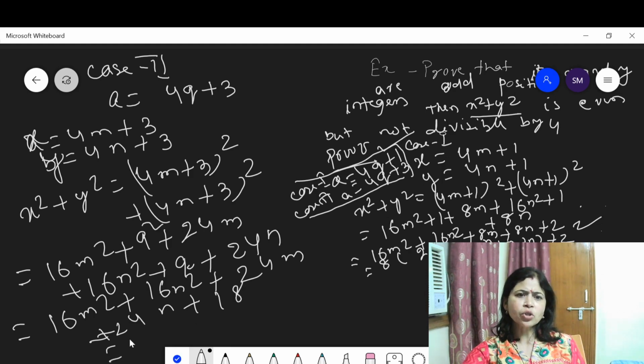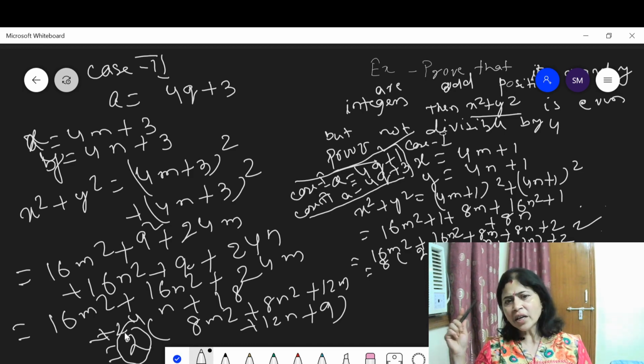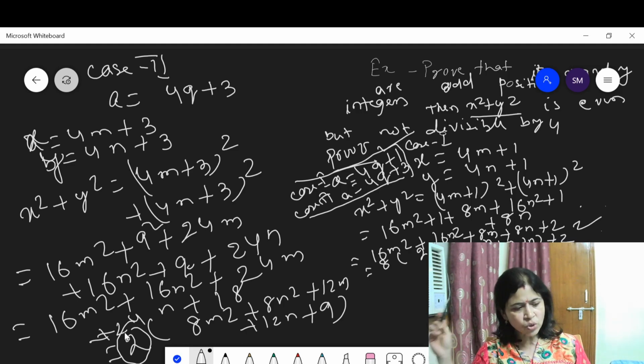In this case also you can take 2 common and you get 8m square plus 8n square plus 12m plus 12n plus 9. Here also you get the number x square plus y square is an even number but not divisible by 4. Then in both these cases, case 1 and case 2, we come to the conclusion that when x and y are any odd positive integers, then x square plus y square is an even number but not divisible by 4.